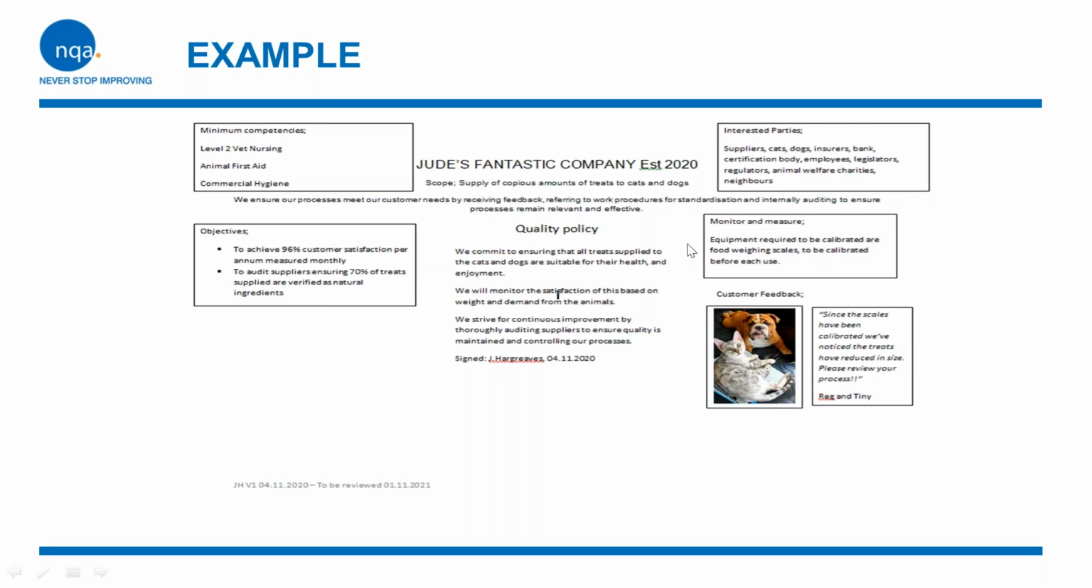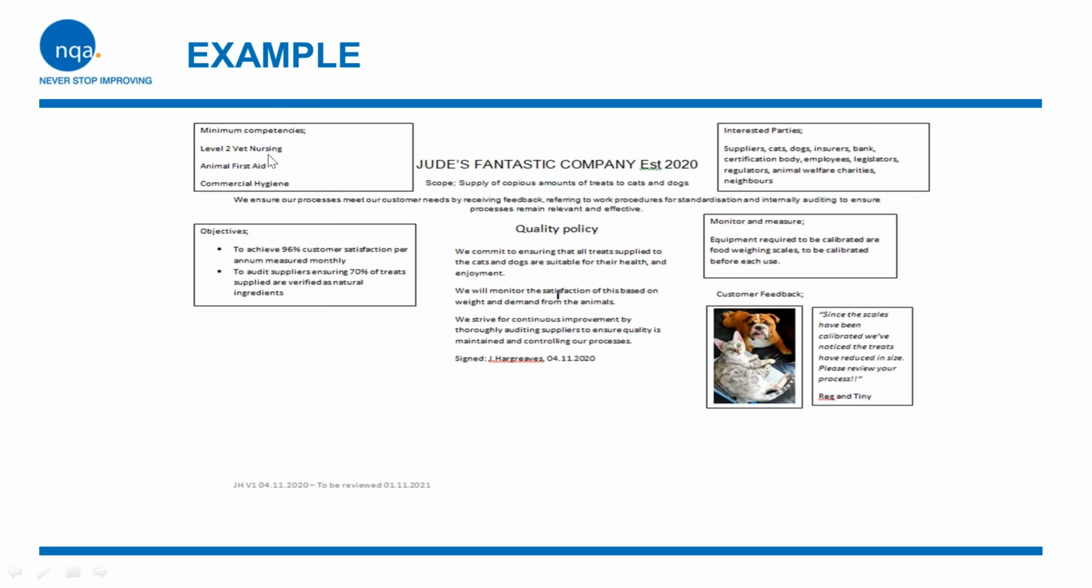I've also included section 7 of the standard, and I've decided that the weighing scales will require to be calibrated. So equipment required to be calibrated are food weighing scales, to be calibrated before each use. And that's ostensibly my operating instruction for that. Again, it's easy for the auditor to see, and it's easy for anybody who will join my business to know this is what we need to do.